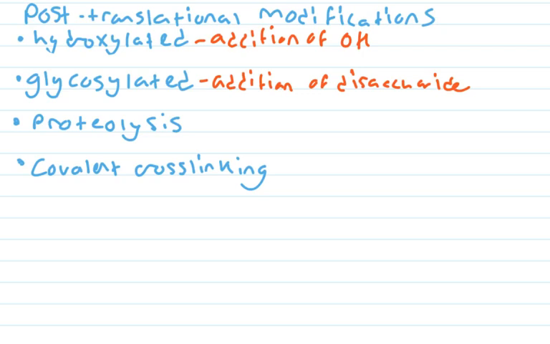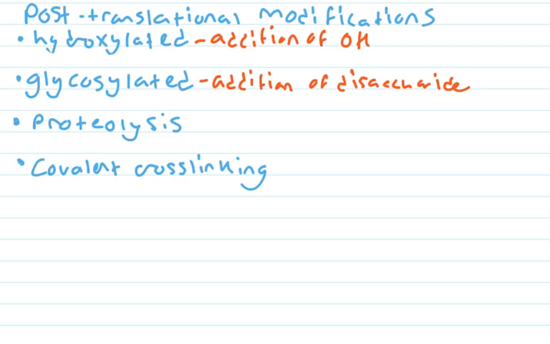We also get proteolysis of our procollagen chain as it's secreted out into the extracellular matrix. And then we can also get covalent cross-linking, because in order to form this collagen molecule, it's essentially the covalent cross-linking of a lot of tropocollagen molecules stacked on top of each other. We'll look at the mechanism of how that happens when we talk more about the synthesis.